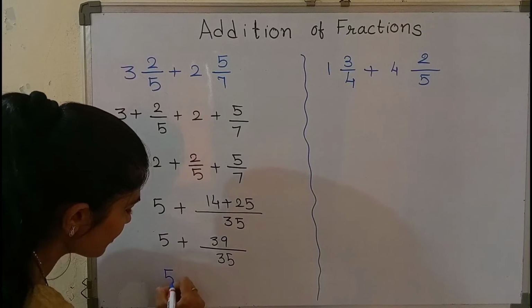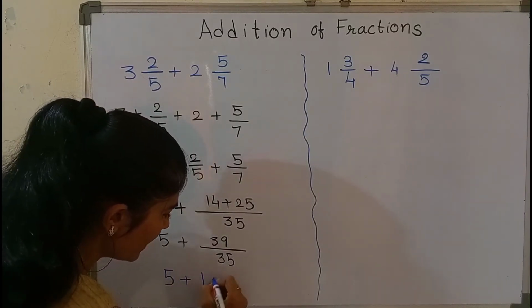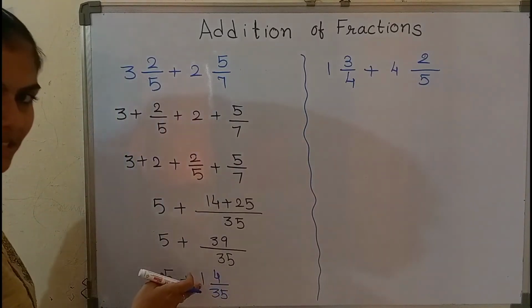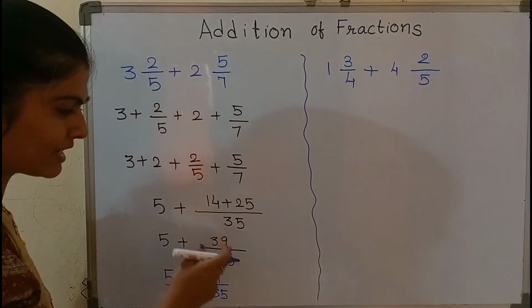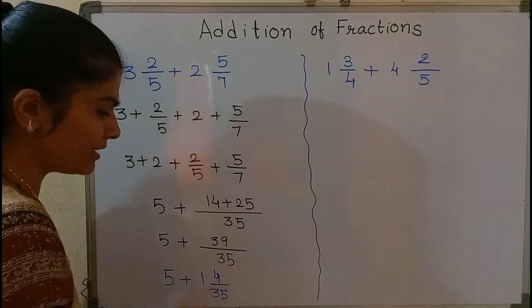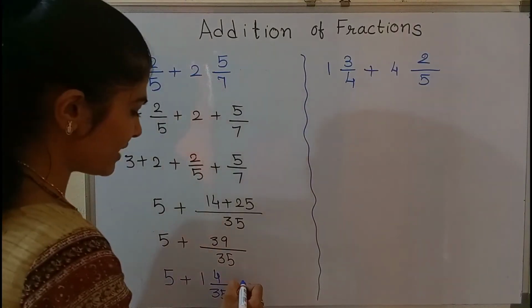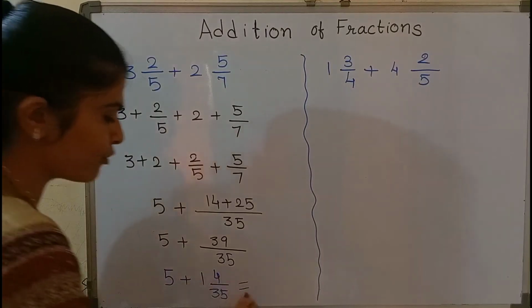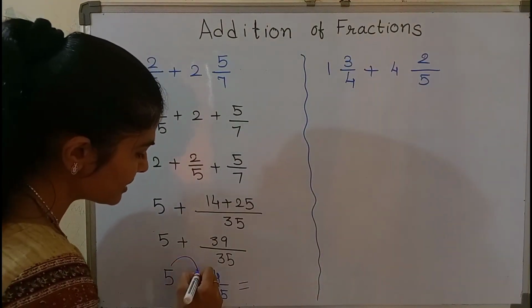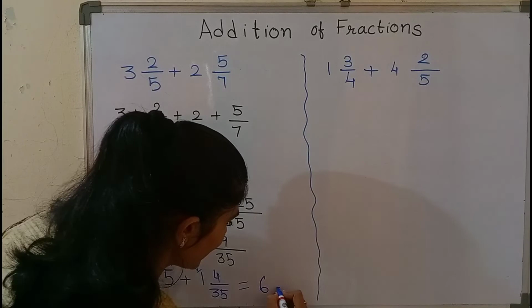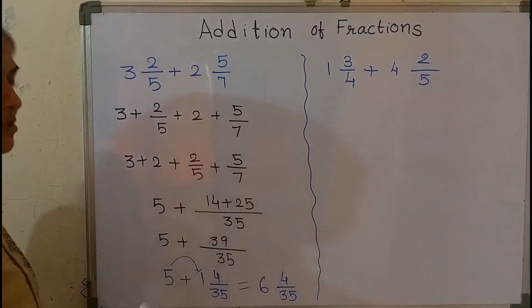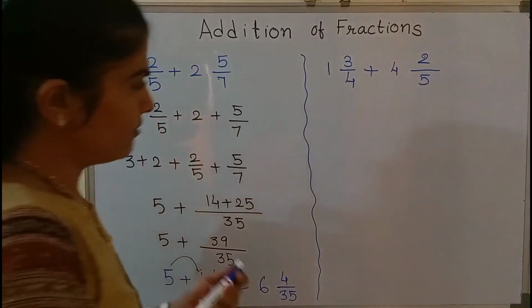So I can say that this is 5 plus 1 and 4 over 35. See, 35 ones are 35 plus 4, then I will get 39, right? So I did it mentally. You need to do lots of practice to get such answers. Again, this can be written as 5 plus 1 plus 4 over 35. So this 5 and 1 must be added. So this is 6 and 4 over 35. This is my final answer of this question. Now let's solve one more question.